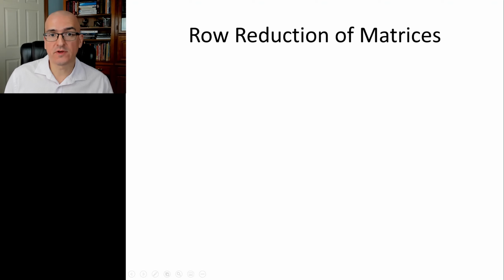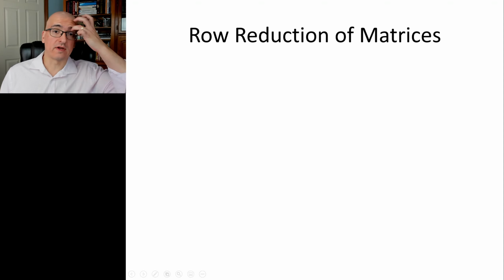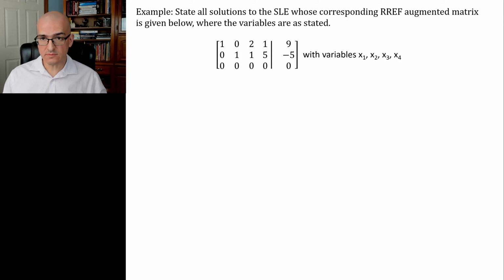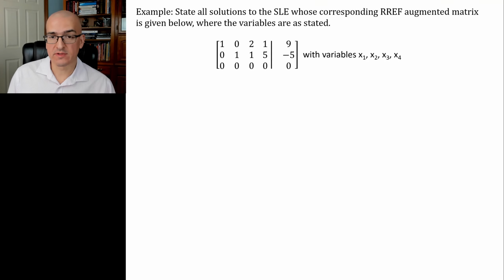Hi everyone. In this video we continue our discussion of systems of linear equations with a focus on the process of row reduction, which is a method for solving an augmented matrix that comes from a system of linear equations. So we'll start with an example of a fully row reduced matrix in 4 variables. This augmented matrix corresponds to a system of linear equations that originally had 3 equations and 4 unknowns.